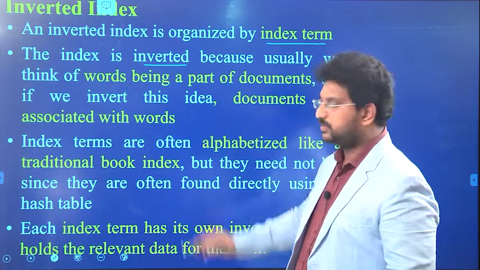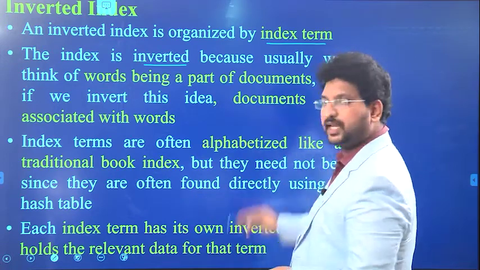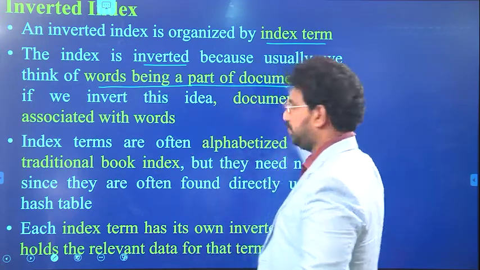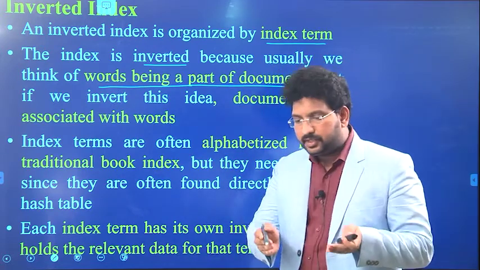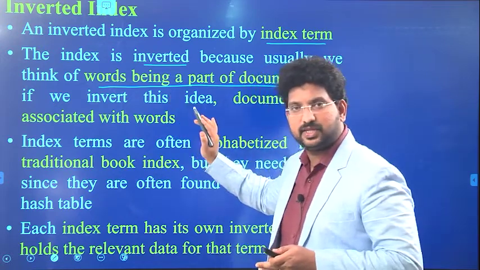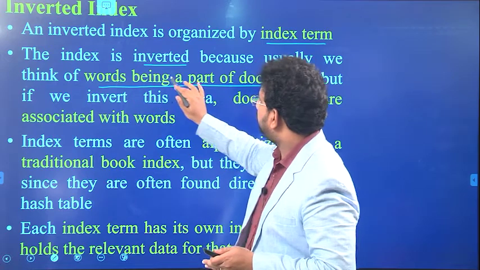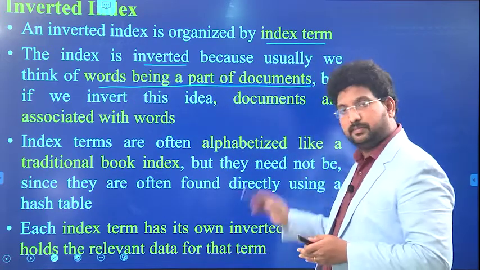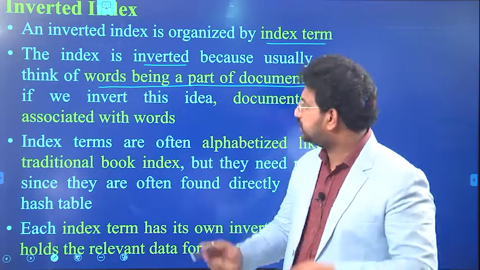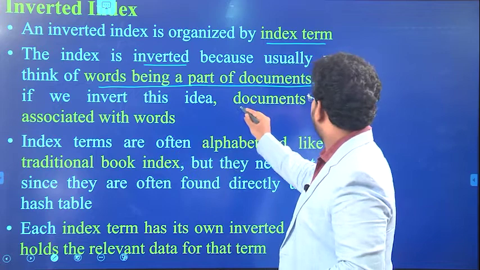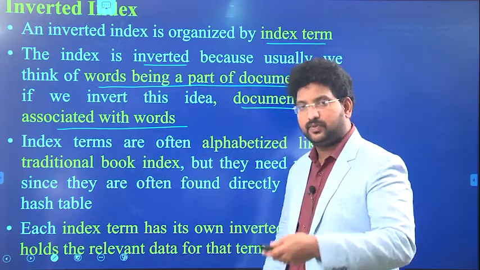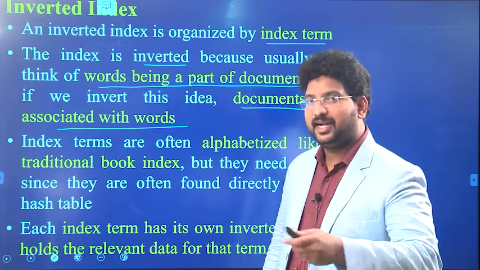The index is inverted because usually we think of words being part of documents. Generally this is the thing we observe: words being part of the documents. But if we invert that idea, how will it change? If we invert this idea, documents are associated with the words. So that's why we simply call it an inverted index.